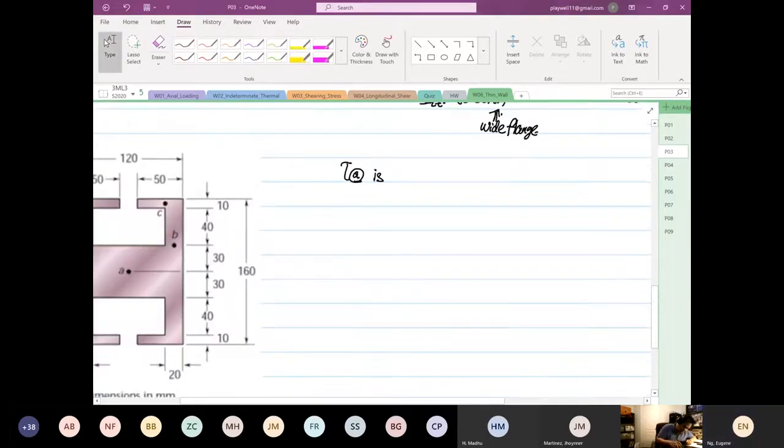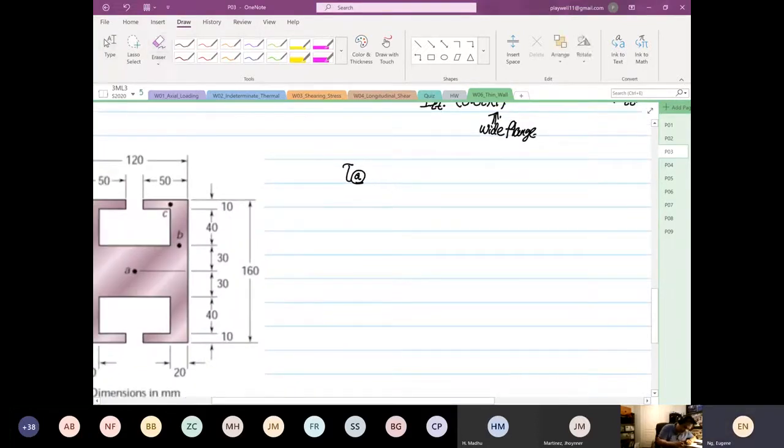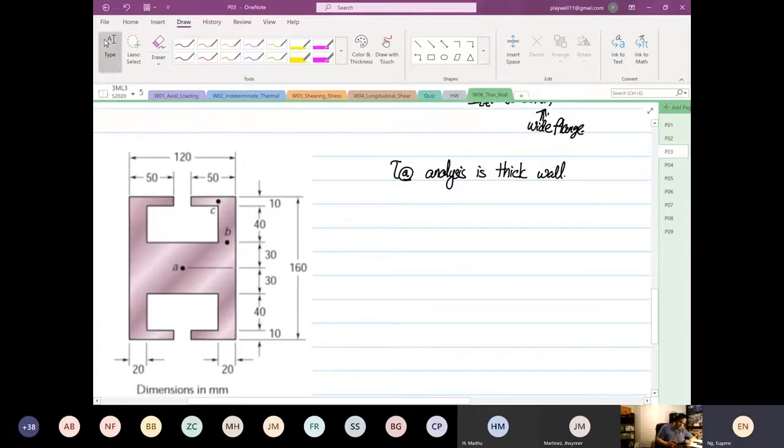So the stress at A, analysis. Now the analysis is thick wall. So we have our Q at point A. So it's going to be twice. Okay, so you have to take twice the first moment of area here, right?